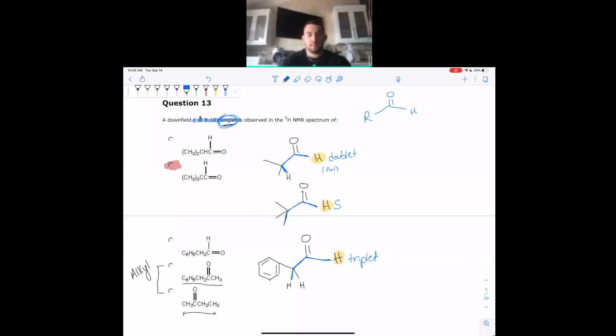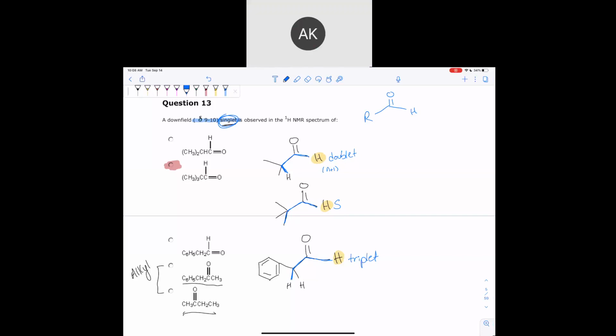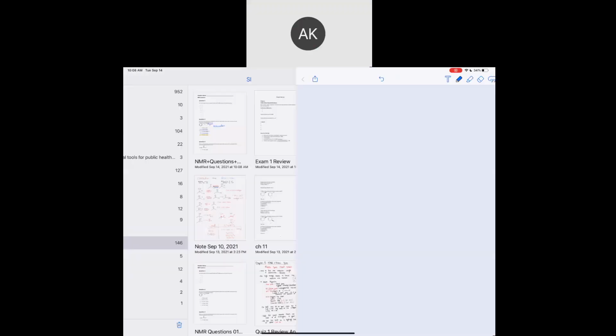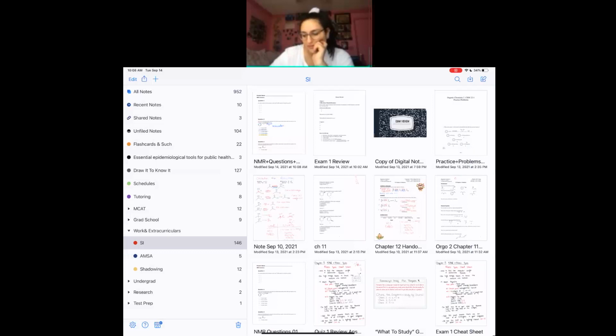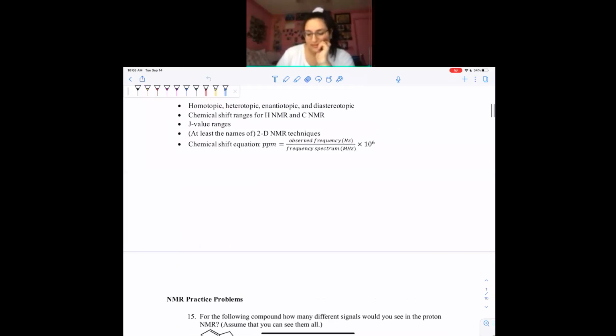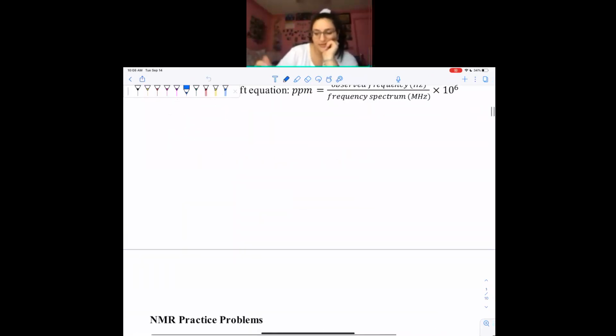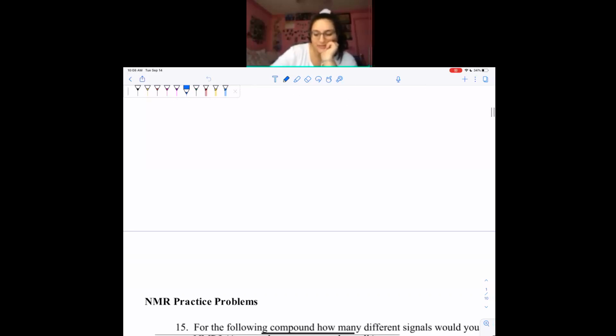Cool. So does this answer your question? Any other questions about this one? Can we go over complex splitting as well? Yes, we can definitely do complex splitting. Let me just jump into this one. We can ignore that part. That's fine. So, complex splitting.